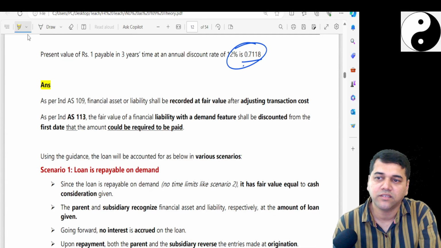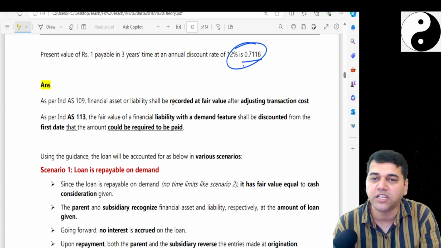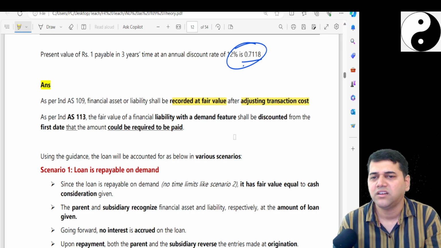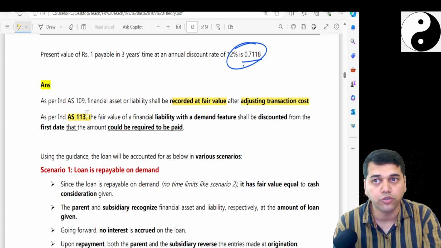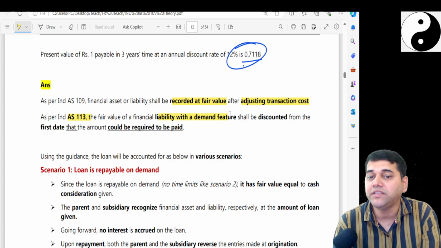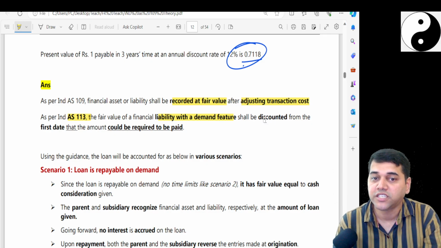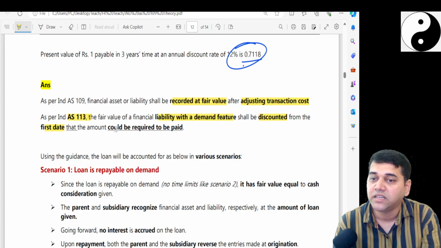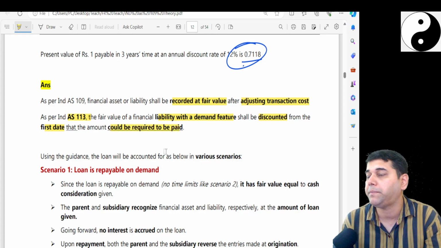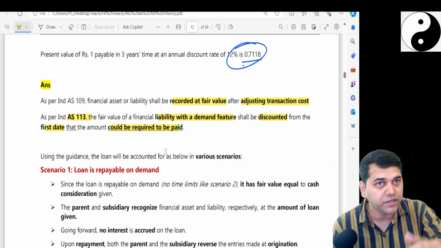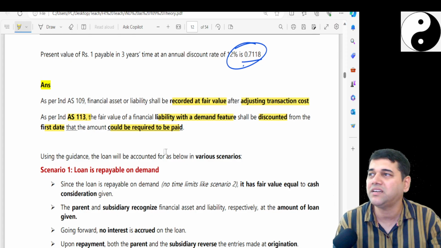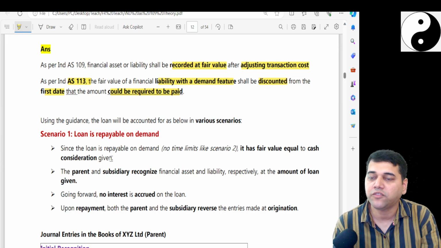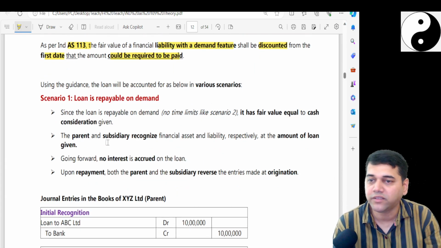So the first case, as per Ind AS 109, the financial liability shall be recorded at fair value after adjusting the transaction cost. Transaction cost is not applicable. And 113 says, now we will go to 113, which you are yet to do, that if there is a liability with a demand feature, it shall be discounted from the first date that it could be required to be paid. 113 says that if there is anything on demand, you discount it from the day when you are planned to get. But with demand, there is nothing, we cannot plan. That's why, considering this, we will consider all these scenarios.